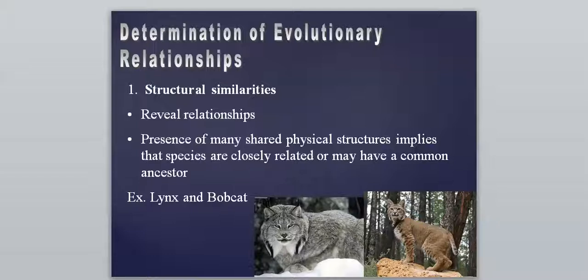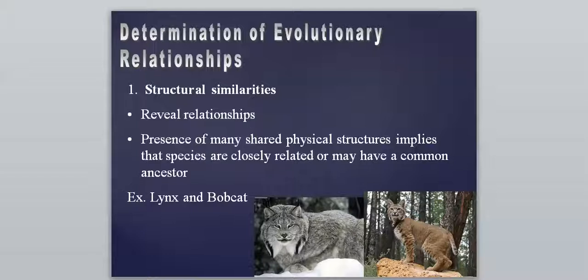If we just look at these two pictures, we can tell that these organisms most likely are related. They're very similar, the same size, almost the same face. There may be little differences, maybe the size of their paws would be a difference, but for the most part, they look very similar. So we can tell that they have some type of evolutionary relationship because, again, it's just obvious, just look at them.